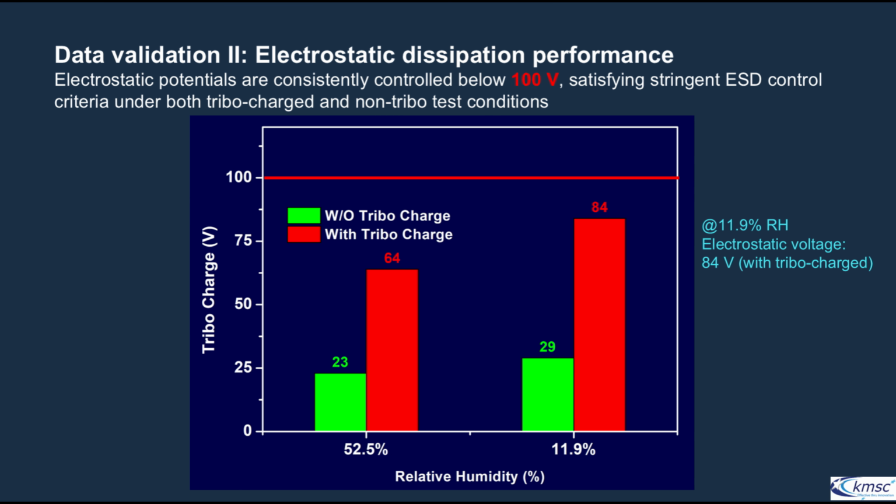Under both standard measurements and triboelectric charging tests, the generated friction voltage remains below the 100-volt safety threshold. Even in ultra-low humidity environments, the maximum triboelectric voltage of KF-6583 is reliably suppressed to below 84 volts.